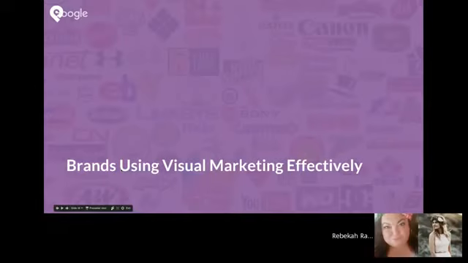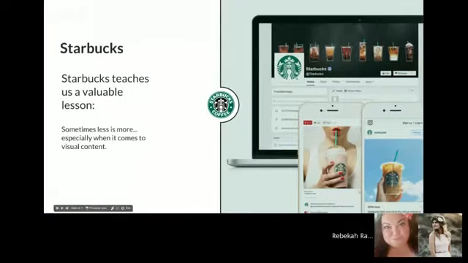So brands using visual marketing effectively, Ashton, let's talk a little bit about who are those great examples out there of brands that are doing visual content right. And maybe I'm just a Starbucks fan or a coffeeaholic, but they also are another brand that no matter where I look, if it's Facebook or Twitter or Instagram, they really teach us a valuable lesson in how they're using visual content, and that is sometimes less is more. They're very simplistic almost in how they use visual content, but they're also very, very consistent.